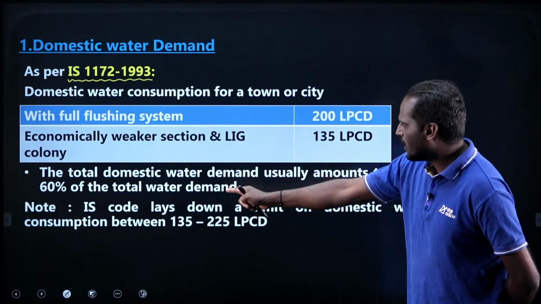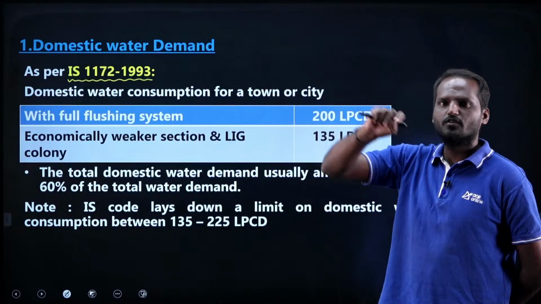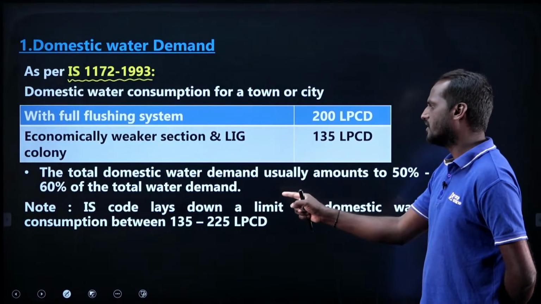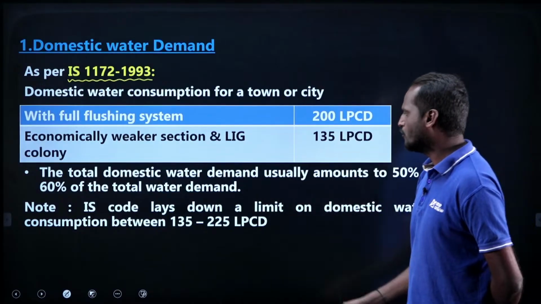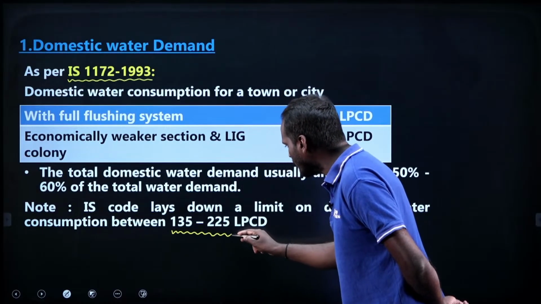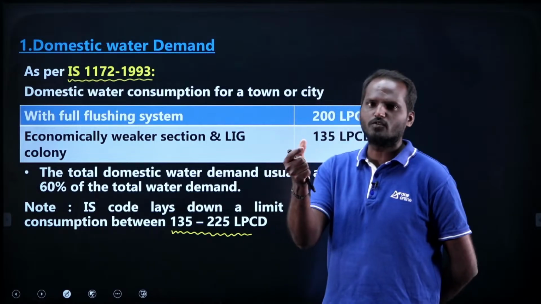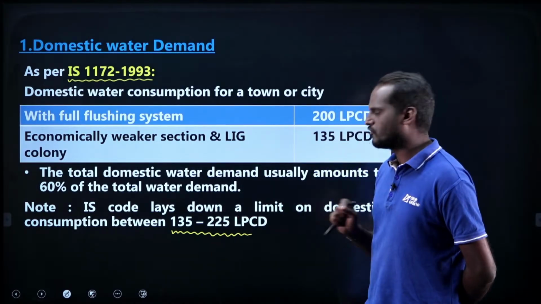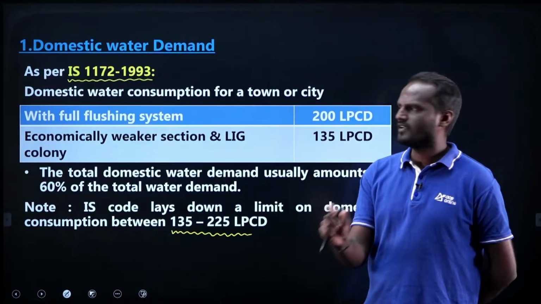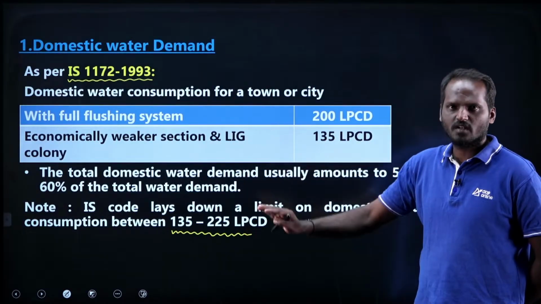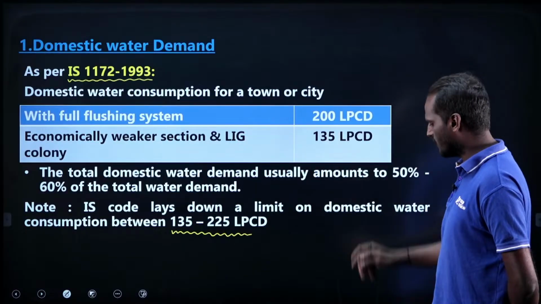IS 1172/1993 has laid down a limit on the domestic water consumption between 135 to 225 LPCD. This is the domestic water demand limit he has mentioned, not a single value. There may be a variable domestic water demand, but between these values, 135 to 225. With this you can answer some additional questions. With full flushing system it is 200, weaker sections is 135.